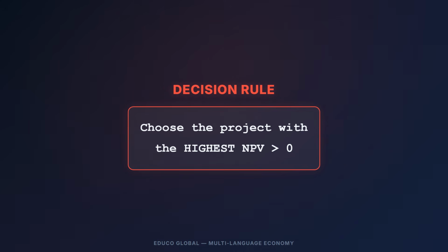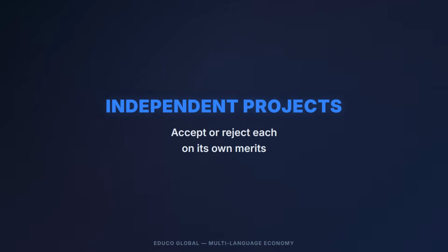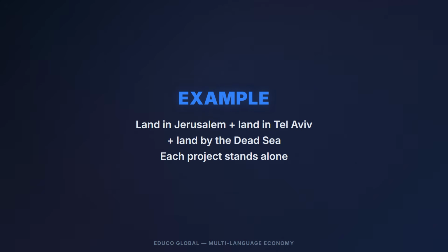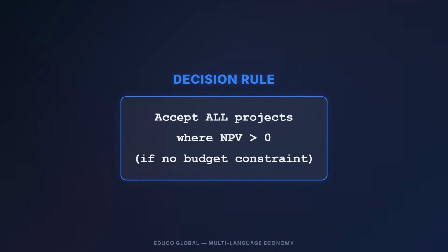Independent projects are investments that don't affect each other. You can accept or reject each one independently based on its own merits. If you have land in Jerusalem, Tel Aviv, and by the Dead Sea, each project is independent. Building a hotel in Jerusalem doesn't prevent you from building apartments in Tel Aviv. For independent projects with no budget constraint, accept every project that has a positive NPV. If you have unlimited capital, take them all as long as each one adds value.